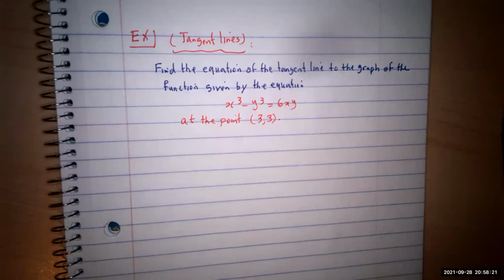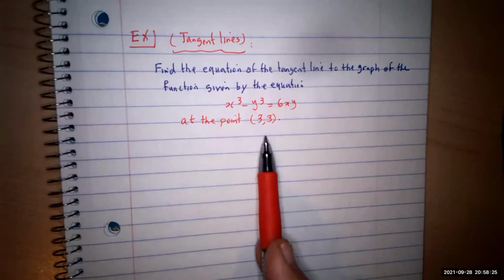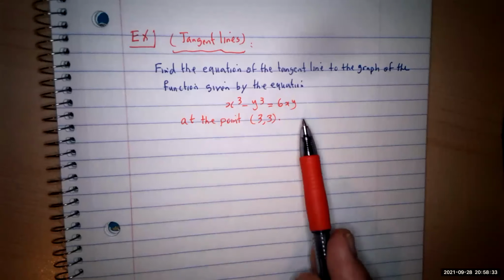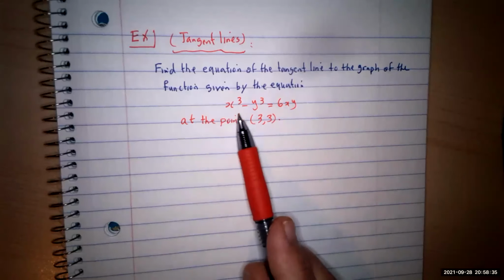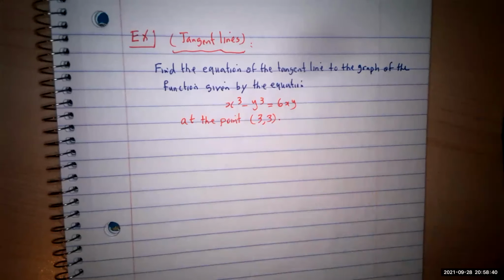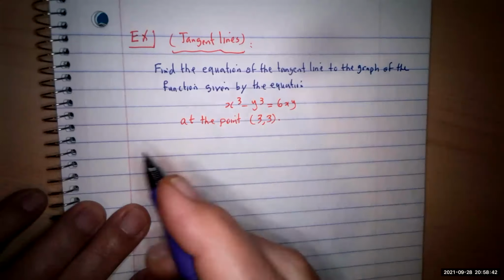So it's a tangent line problem. What we need is a point. It's already given to us. We need the slope. That's the interesting part. What's the slope? It's the derivative. How are we going to find the derivative? You have to find it using the implicit differentiation formula. So this is how you handle this problem.